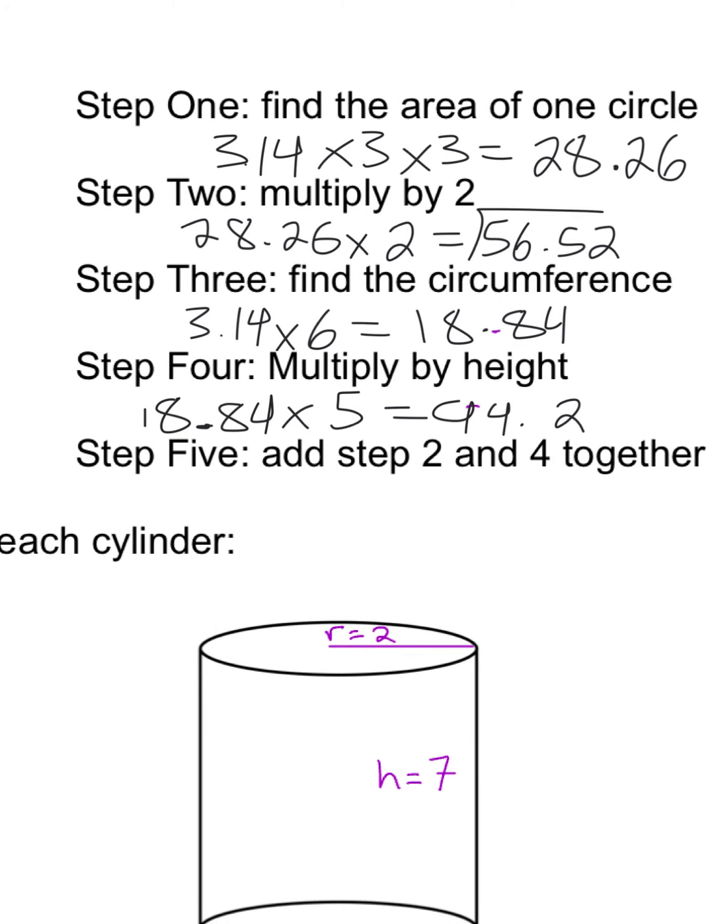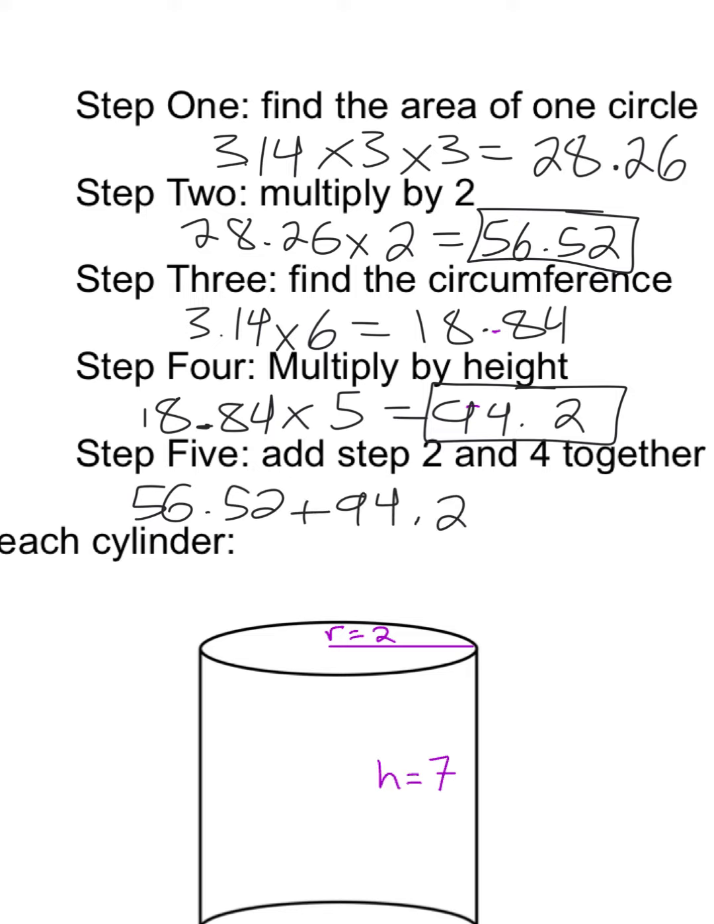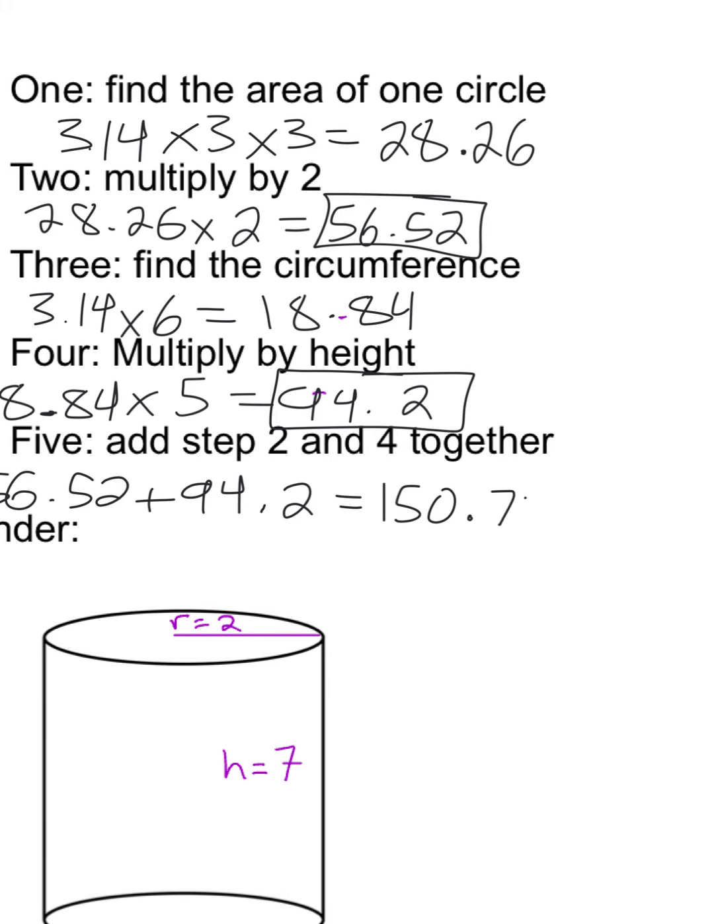And remember, the surface area is the area of all the surfaces. So now I have to take my area of the circles plus my area of the rectangle and go 56.52 plus 94.2. This is going to give me a total surface area of 150.72 units squared.